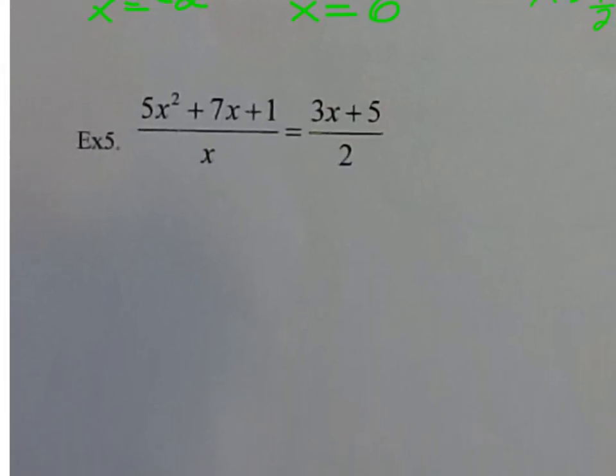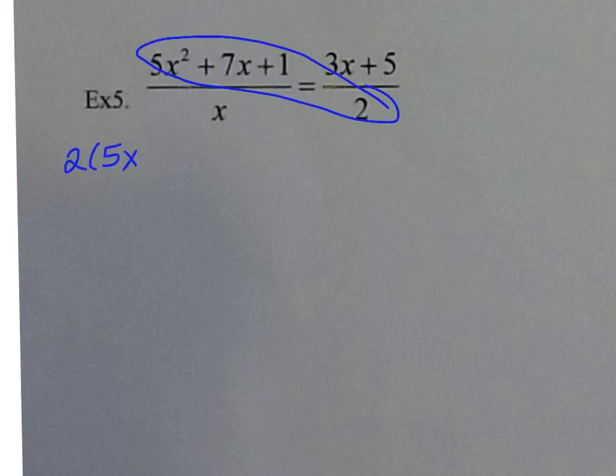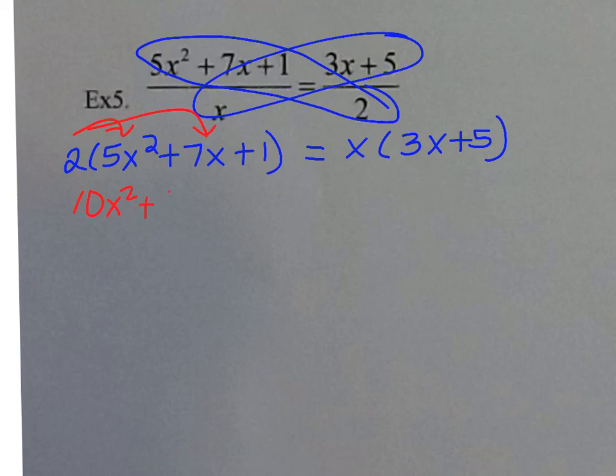All right, number 5. So notice number 5, it's two fractions that equal each other. And remember, when two fractions equal each other, we cross multiply. So it's going to be 2 times 5x squared plus 7x plus 1 equals, cross multiply, x times 3x plus 5. All right, so we're going to distribute the 2. I get 10x squared plus 14x plus 2.